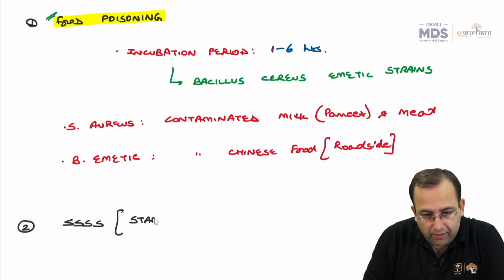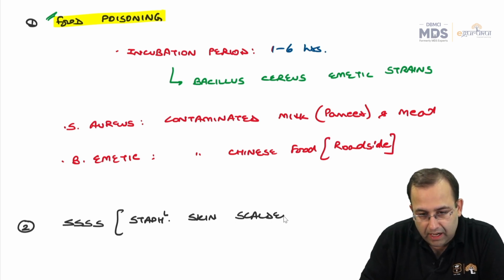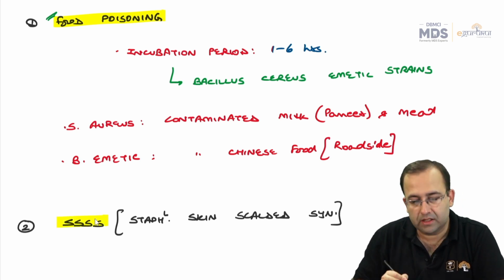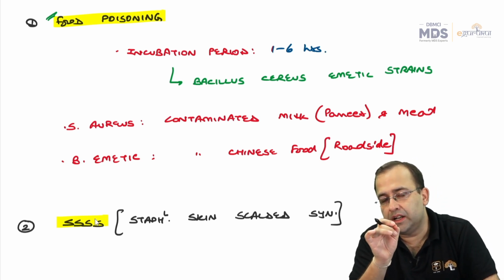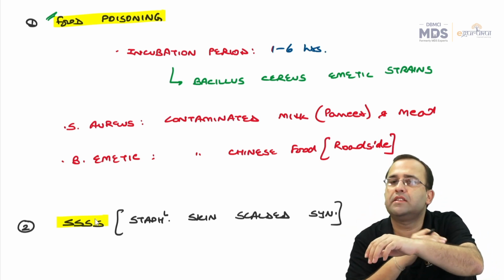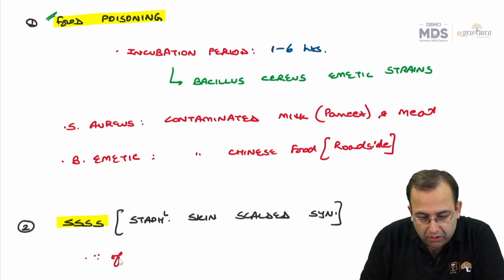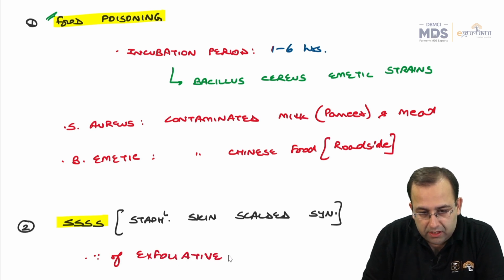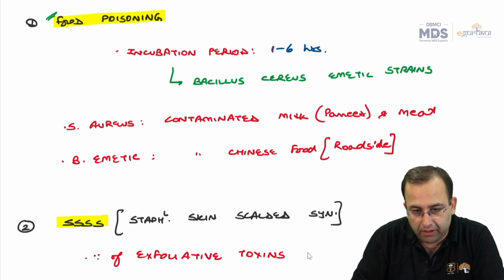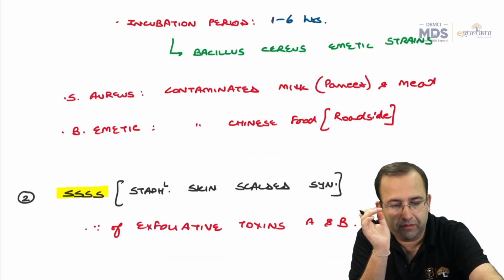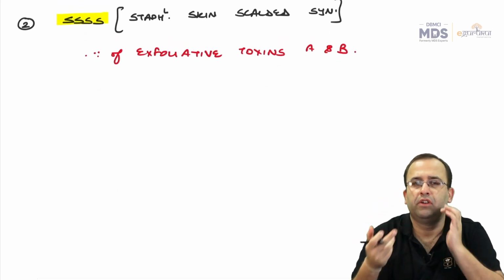The next toxin-mediated illness is staphylococcal scalded skin syndrome, 4S. The skin is getting scalded. Scalded means the skin is getting exfoliated. This occurs because of exfoliative toxins A and B, the fancy names for why the skin is getting scalded and exfoliated.